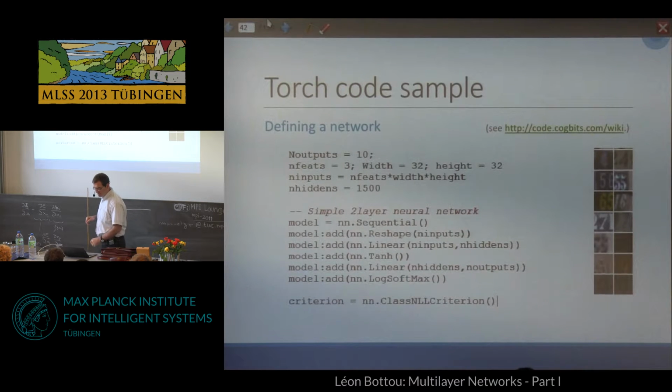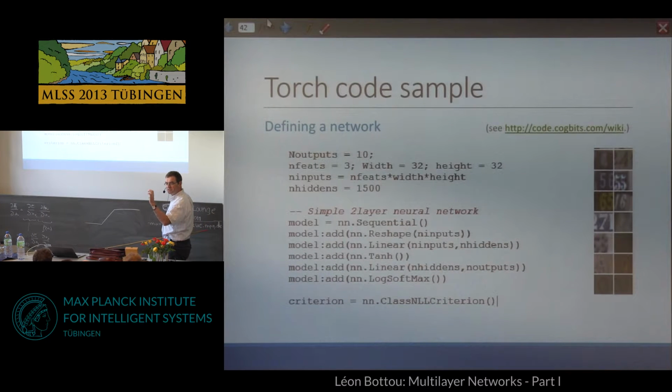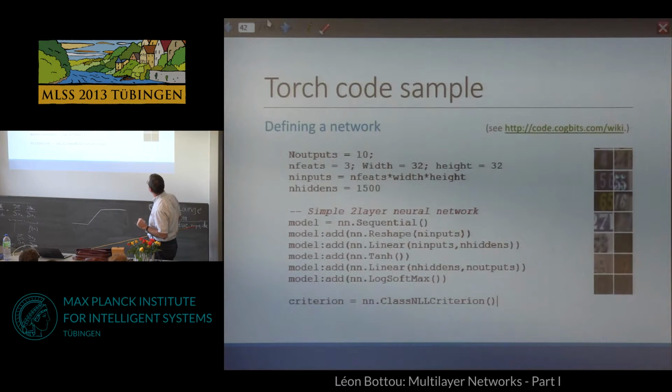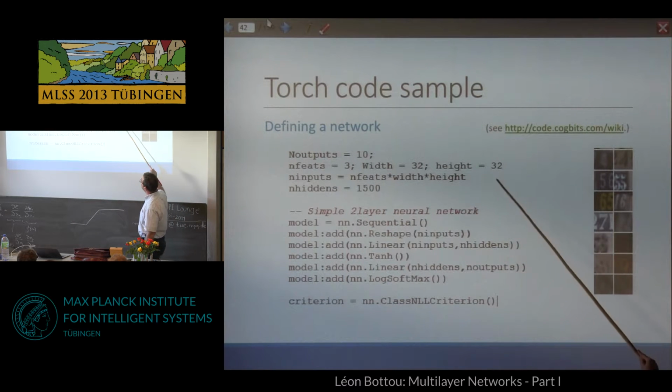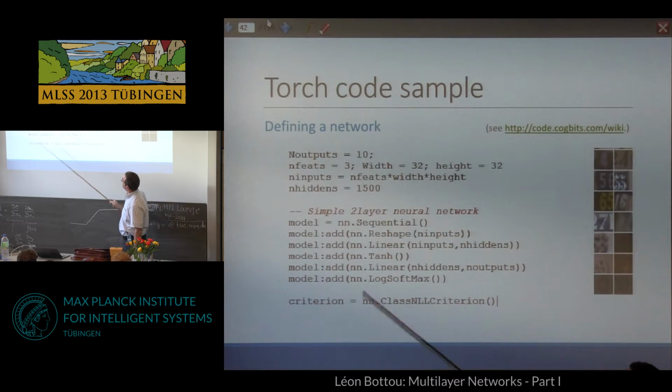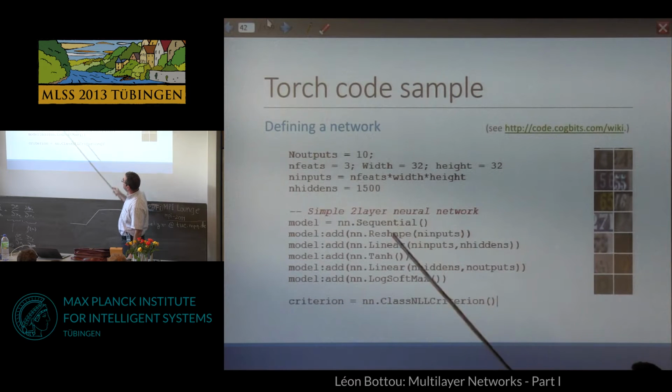So let's give an example. You can see it on this website. That's the Google Street View dataset. So these are numbers in street views that are just segmented, and you want to recognize them. They're little images, 32 by 32, and they're RGB. So basically, the number of inputs is 3 times 32 times 32. You have 10 outputs. You can have, let's say, 1,500 hidden units.